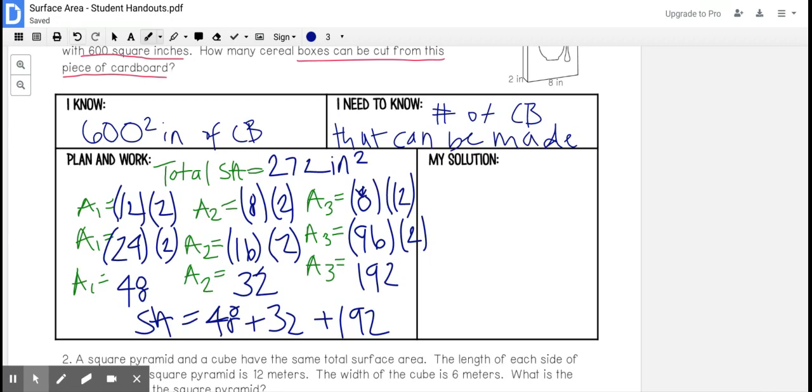So we found the total surface area of one cereal box, but we have to know how many of these cereal boxes can be made with 600 square inches of cardboard. So what we are going to do is we are going to go over here and we are going to write that the solution is that 2 cereal boxes can be made.